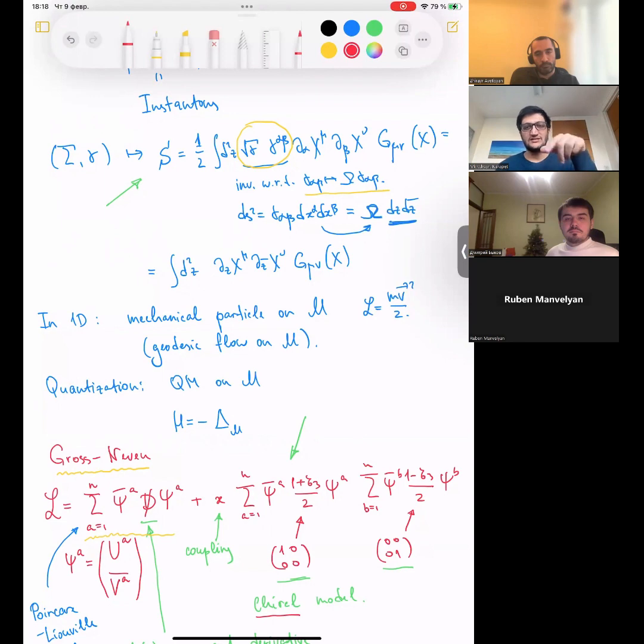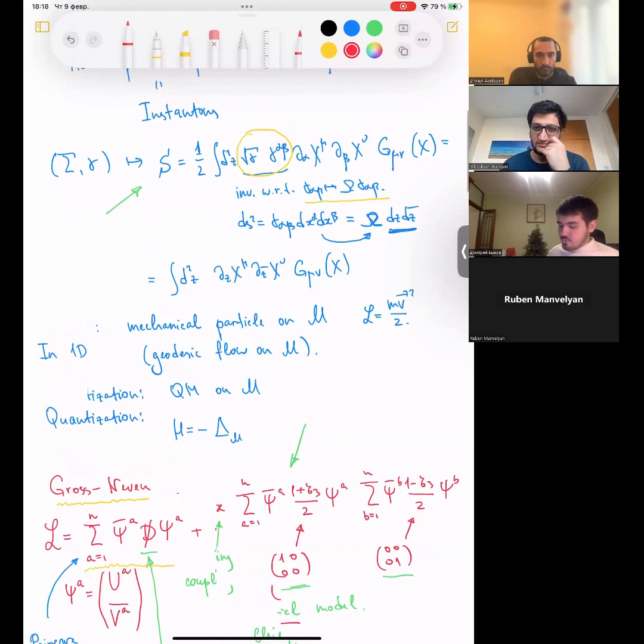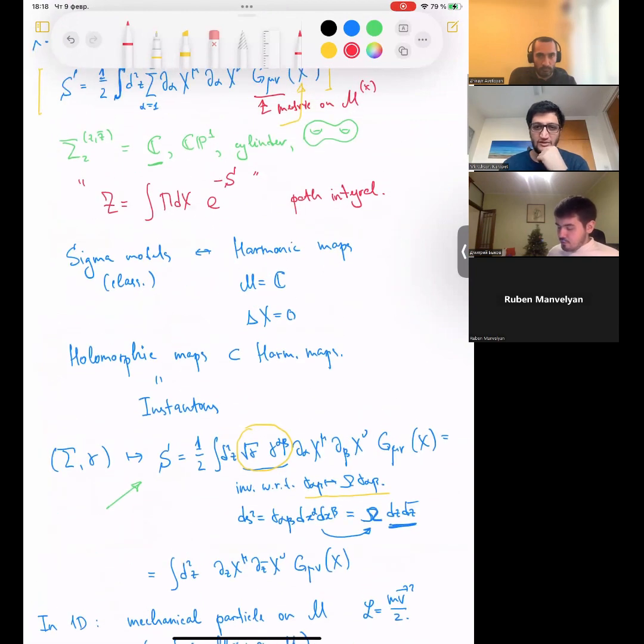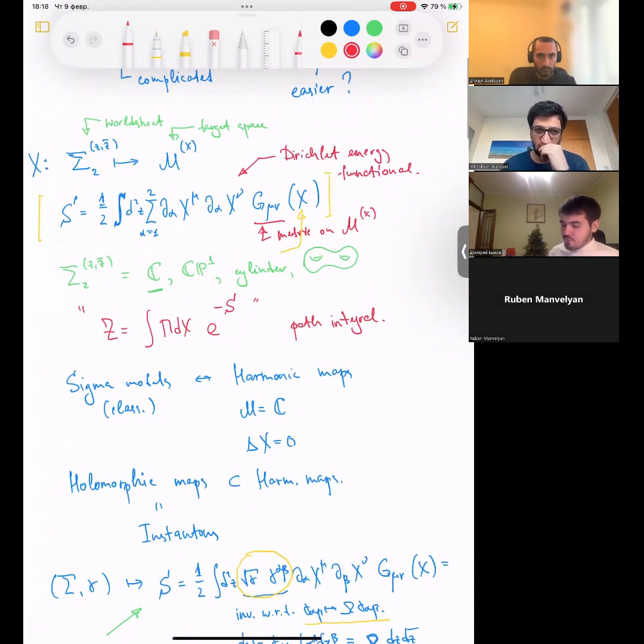So the x is in this variables of the sigma model can be written as some bilinears of the U and V in the Gross-Neveu model, or no. So the x's are the u's. So first I just said that x are real coordinates, yes.